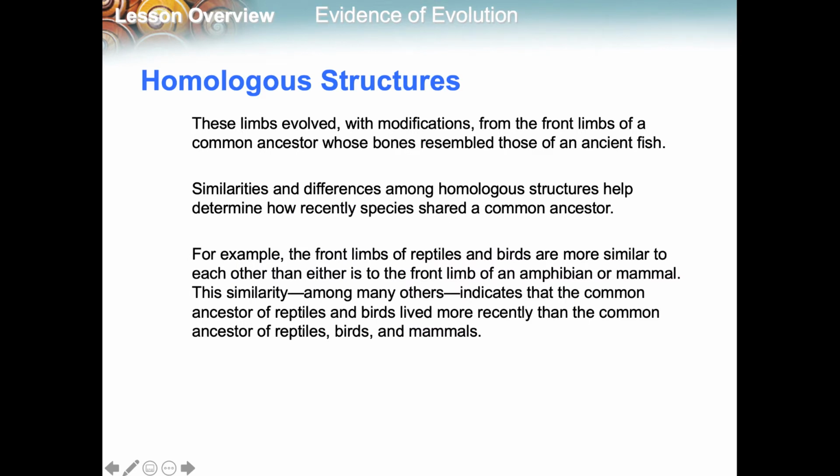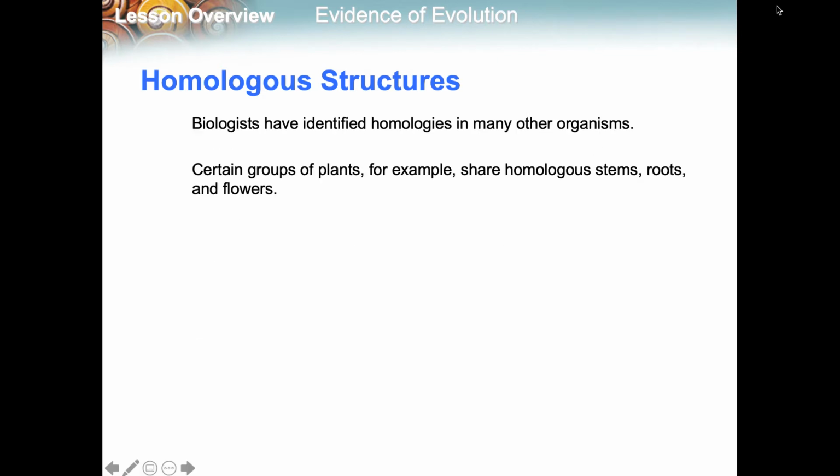These limbs evolved with modifications, like I said before, from the front limbs of a common ancestor whose bones resembled those of a fish. These structures help determine how recently species shared a common ancestor, and that's the way we're able to tell. For example, the front limbs of reptiles and birds are more similar to each other than to the front limb of an amphibian or a mammal. That tells us that reptiles and birds are more closely related and share a more recent common ancestor than the others.